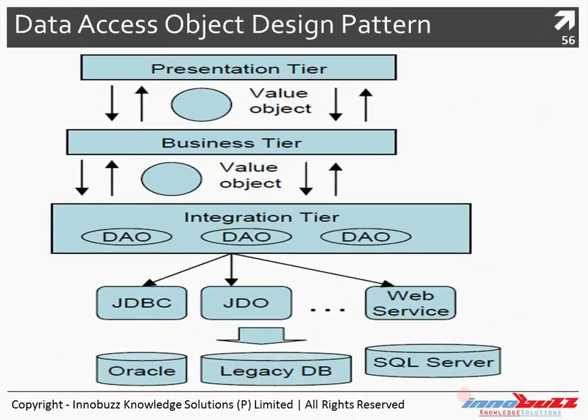And this is the data access object design pattern, where you can see where the data access object comes into the picture. Here, if you see, there are three tiers: presentation tier, business tier, integration tier. And within the integration tier, you have the classes which are nothing but your data access object classes, dealing with all the operations as well as connections to your database.